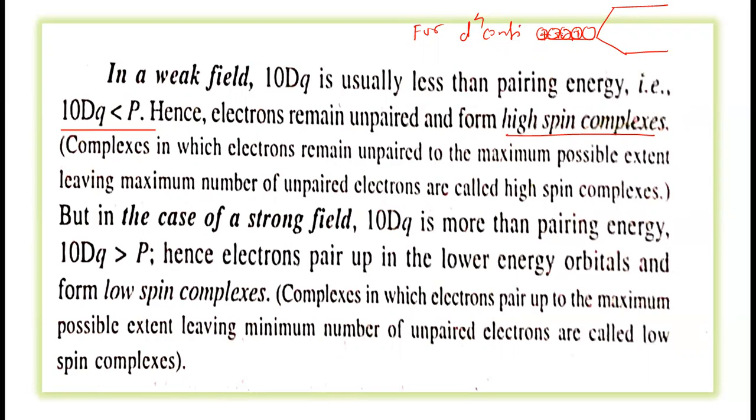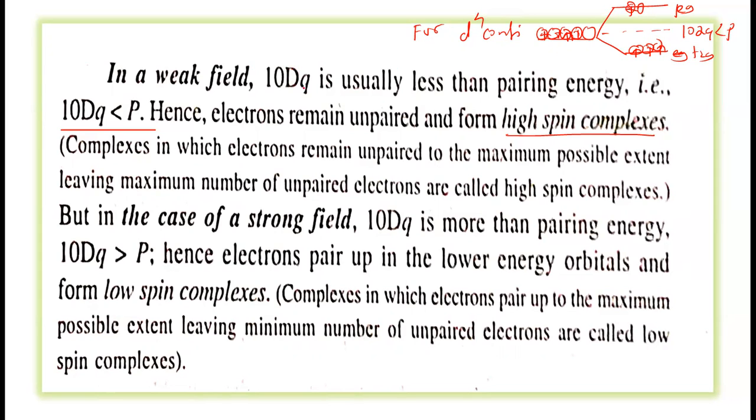1, 2, 3, 4. We have to distribute the 4 electrons here in the t2g orbitals and the eg orbitals. Now, t2g is the lower energy orbital and eg is the higher energy orbital. As this energy gap will be smaller, 10 Dq will be less than the pairing energy. So first 3 electrons will enter the lower t2g orbitals according to Hund's rule. Each orbital should be occupied by a single unpaired electron. Then the 4th electron will enter the eg orbital because this energy gap will be less.